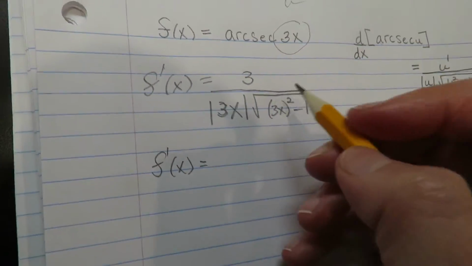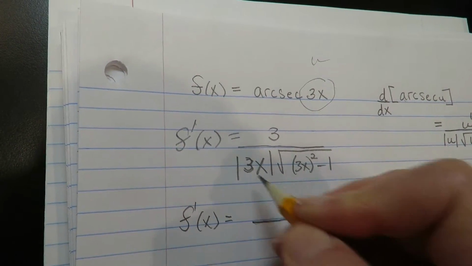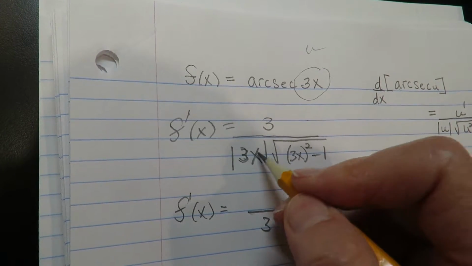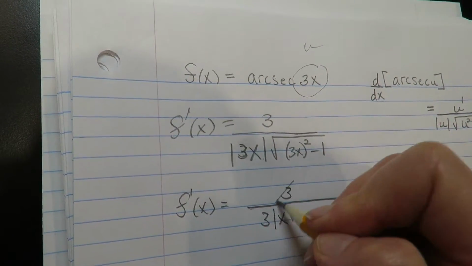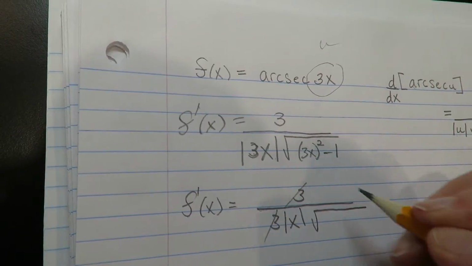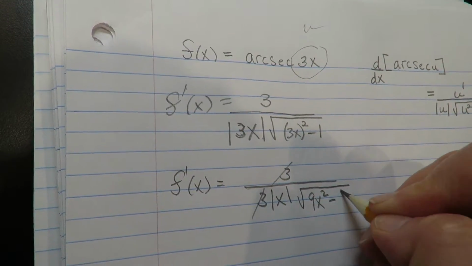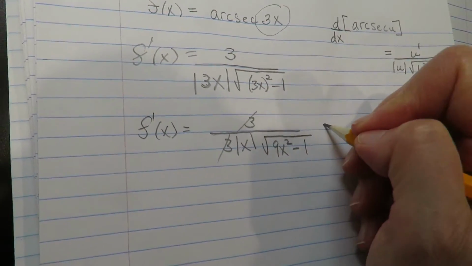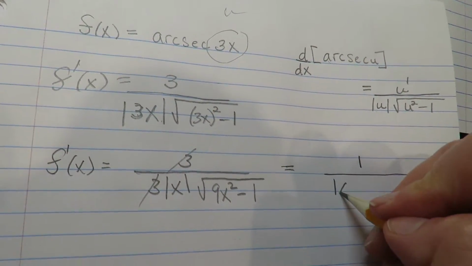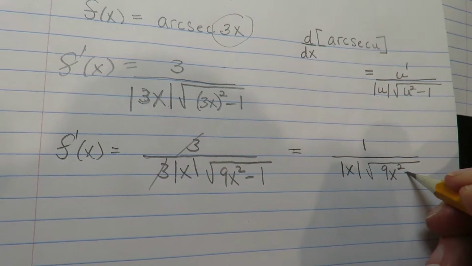Let me add an extra step here. This 3 can come out of the absolute value because it's positive. It's the x that could get affected. So you can think of it like this. These are going to reduce out is what I'm saying. You could have reduced it here. All right, this is 9x squared minus 1. So overall, this is going to be 1 over absolute value of x, square root of 9x squared minus 1.